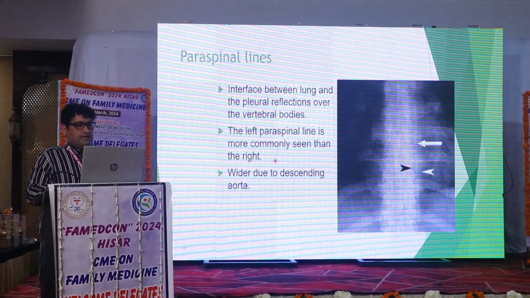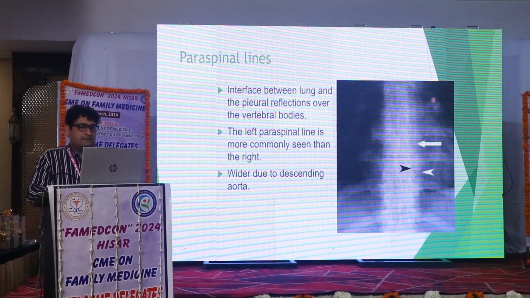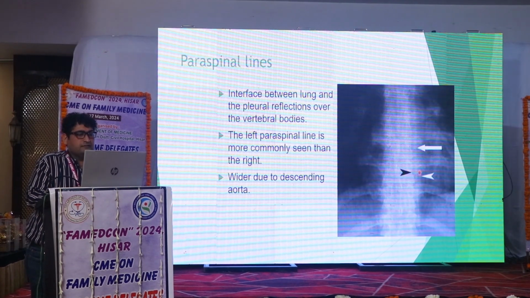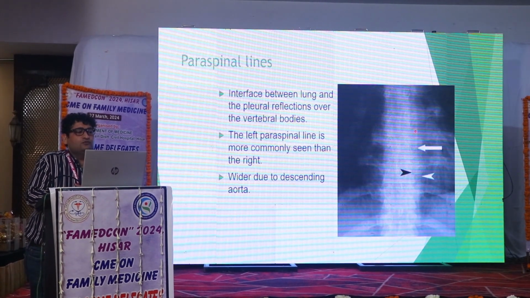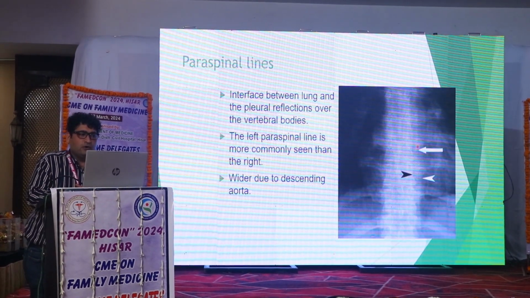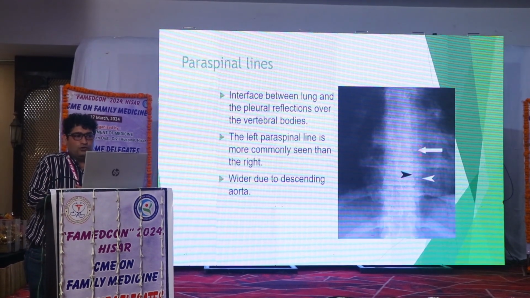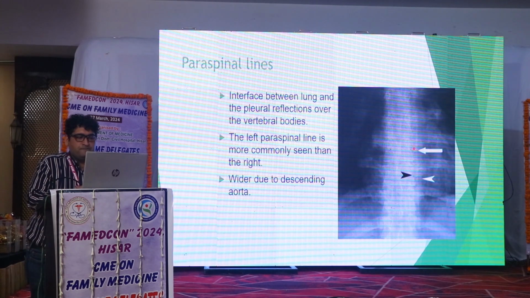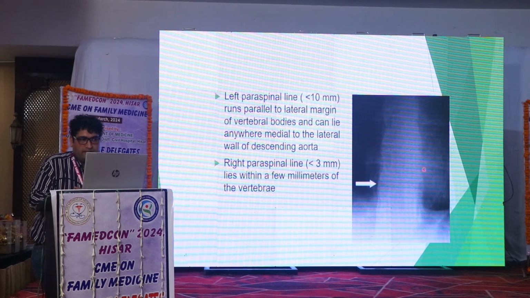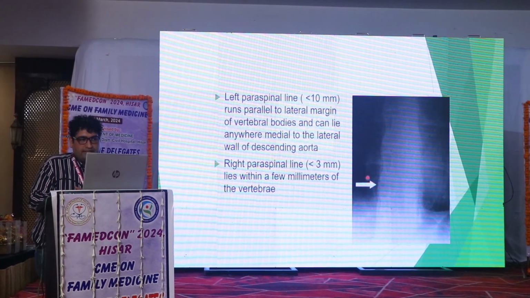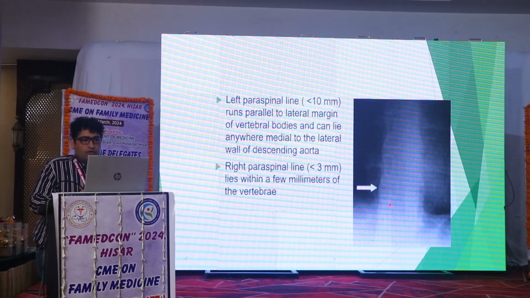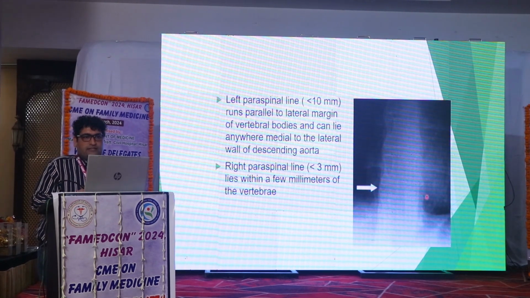So now coming to another two lines, that is the paraspinal line. See, in a PA view, you are able to see this one line. This is usually on the left side. So what is this? This is known as the paraspinal line. Usually it is an interface between the lung and the pleural reflection over the vertebral bodies. The left paraspinal line is more commonly seen than the right because it is bigger in comparison to the right side. The left paraspinal line is less than 10 mm wide. However, on the right side it is about 3 mm, so it is very small in size. The left side is more prominent because of the descending thoracic aorta.